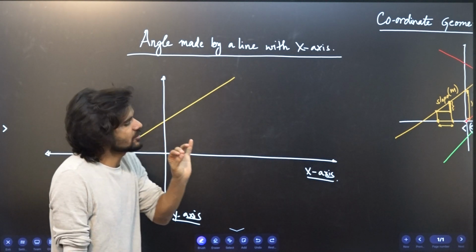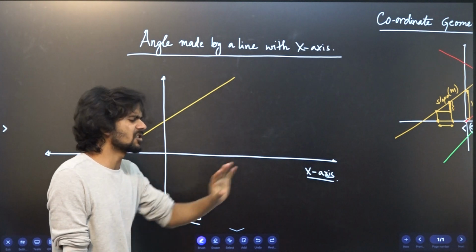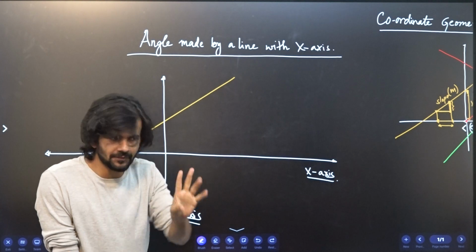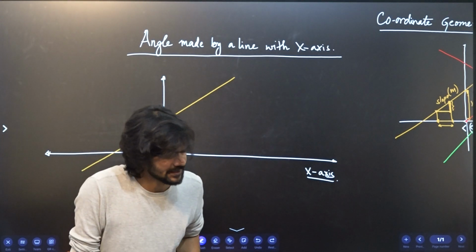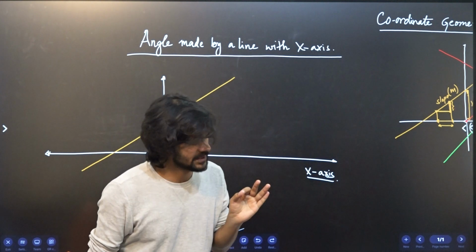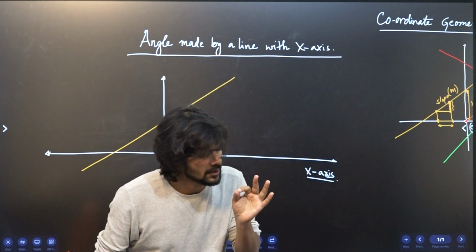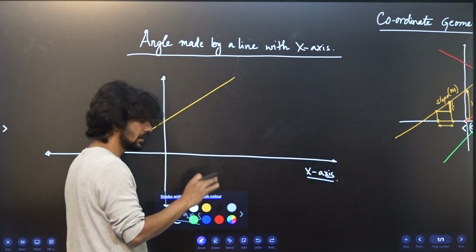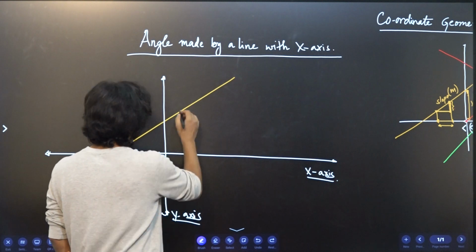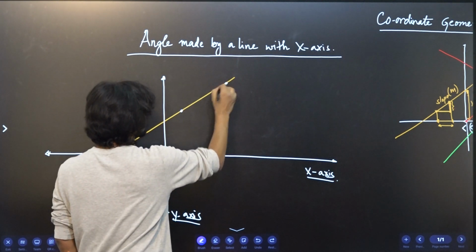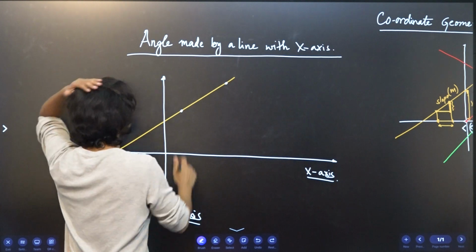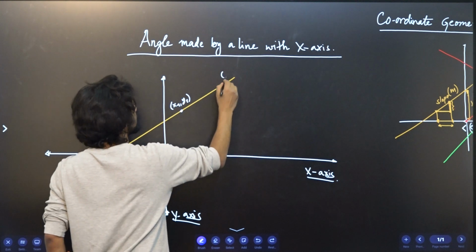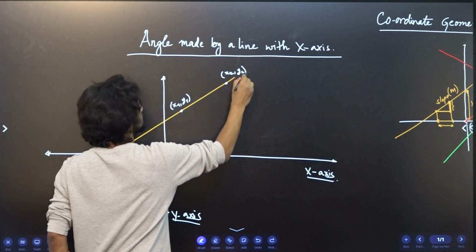So I need to know something about the line. I cannot just find an angle. If I know 2 points of a line, I know the whole line. So let's assume that I know at least 2 points of the line. I can take them anywhere, but to make things simpler, I'm going to take 1 point here, 1 point here. This point I call x1, y1, and I call this point x2, y2.